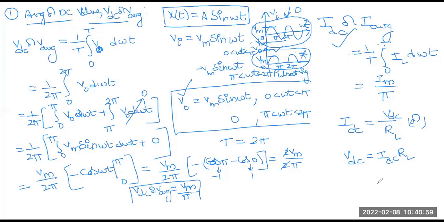What is the next parameter? VAC. Yes. So what does this VAC indicate? VRMS. How much amount of AC component is present in the rectifier output? Okay. So VRMS or VAC is the second parameter.